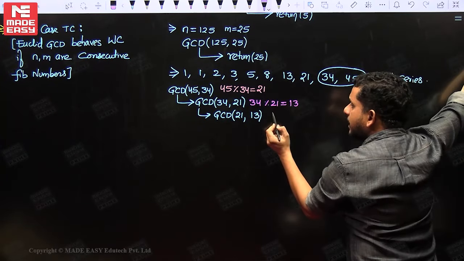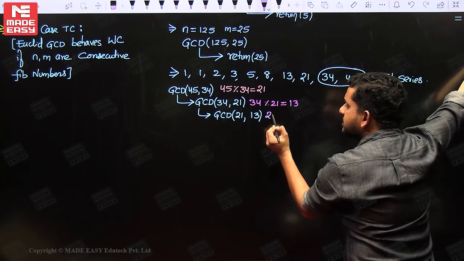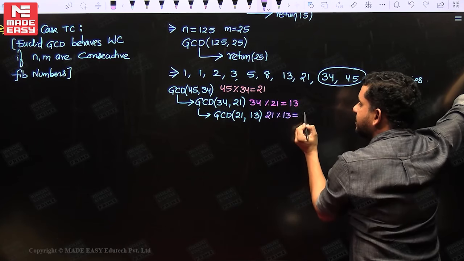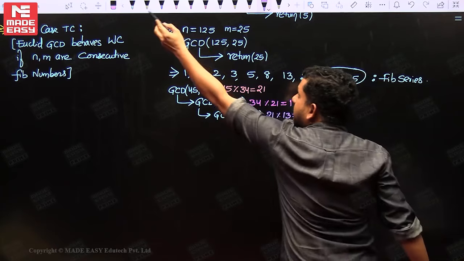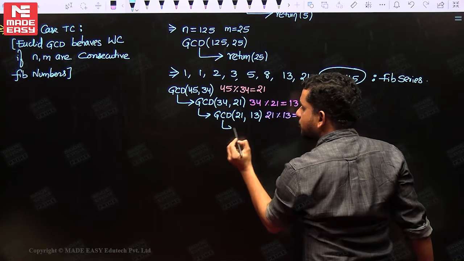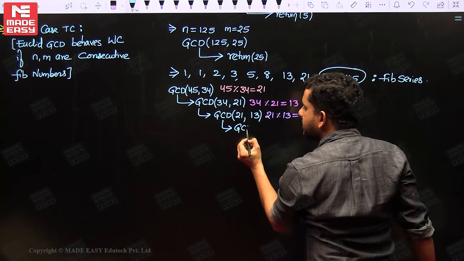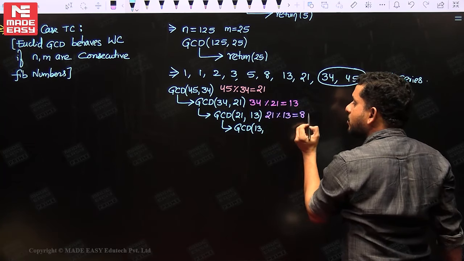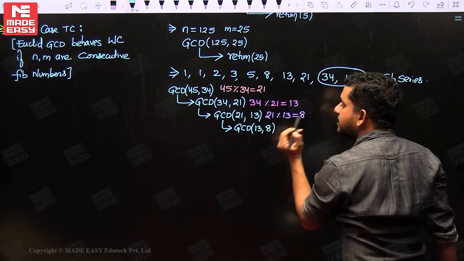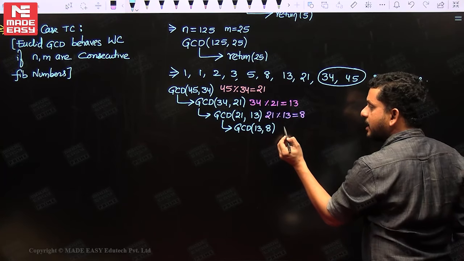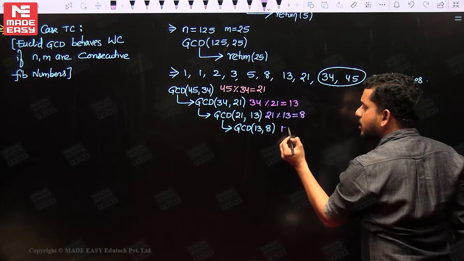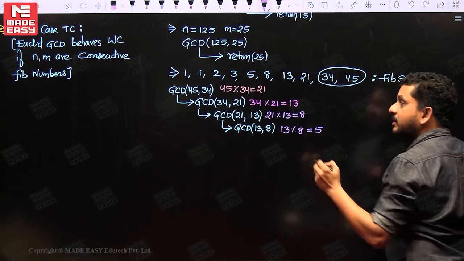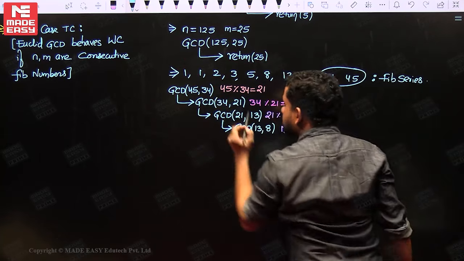Here 21 modulus of 13 is 8, still not 0. Again it calls one more function. This becomes GCD of 13, the second parameter becoming the first parameter, and 21 modulus of 13, which is 8, becoming the second parameter. Now it's a fourth function call. Again it computes 13 modulus of 8, which is 5. Then it's still not 0, so again it calls the function.